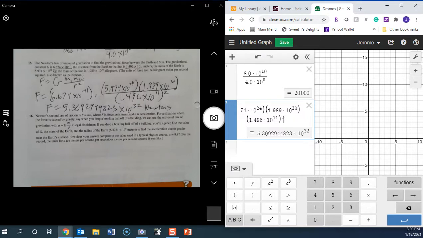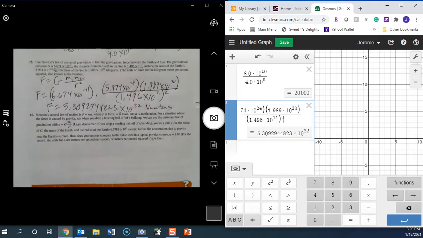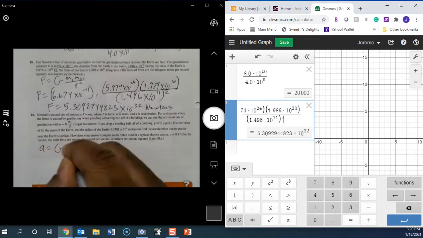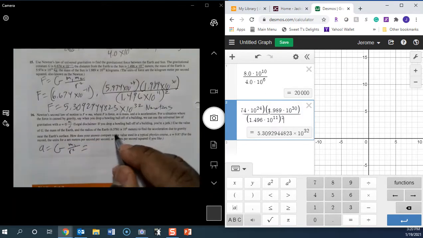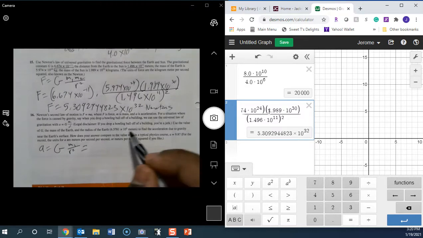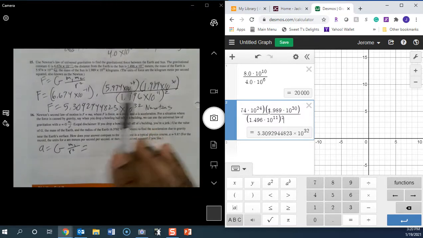Use the value of g, the mass of the earth, and the radius of the earth, 6.3781 times 10 to the 6 meters, to find the acceleration due to gravity near the Earth's surface. How does your answer compare to the value used in a typical physics course? A equals 9.8. For the record, the units for A are meters per second per second. Okay, so we had A is equal to G times M sub 1 over R squared. Now they told us what the gravitational force is in the previous problem.